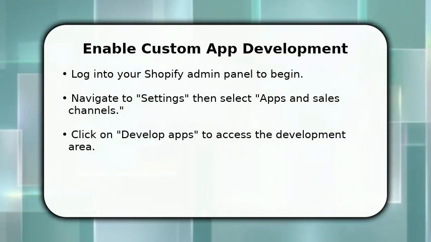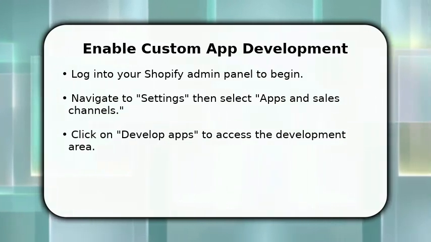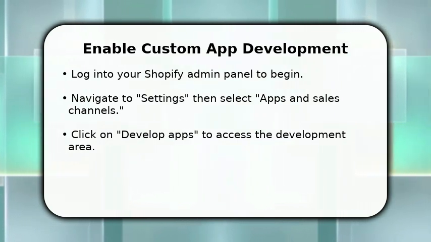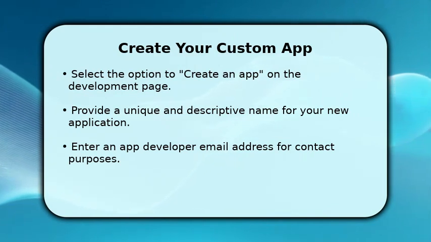On the next screen, locate and click the Develop Apps button. If this is your first time, you will be asked to allow custom app development. Simply confirm to continue. Now that custom app development is enabled, it's time to create your specific application.